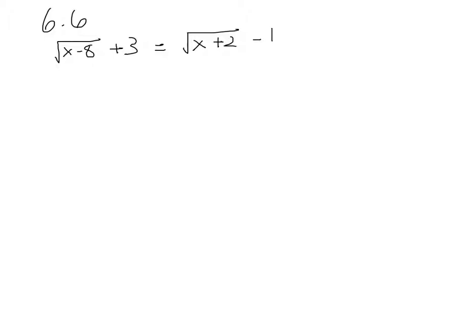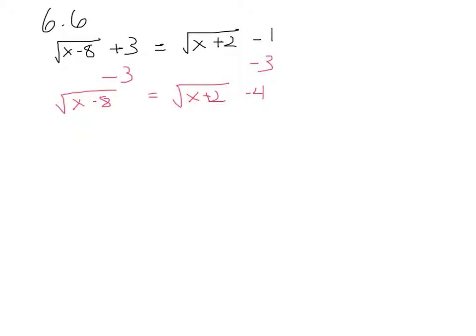The problem here is that I have a radical there, and I have another radical there. And I don't want them both on the same side. So here's what I'm going to do. I am going to first start by isolating one radical on one side of the equation. So I'm going to subtract 3 from both sides. So now I have radical x minus 8 is equal to radical x plus 2 minus 4. So at least I've got a radical isolated by itself on one side.